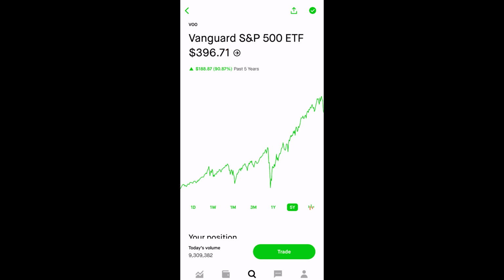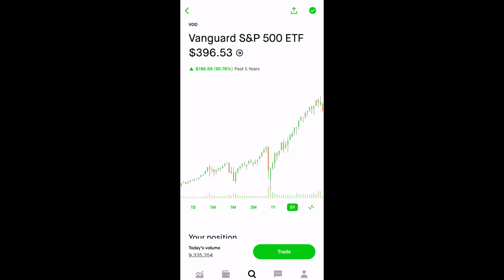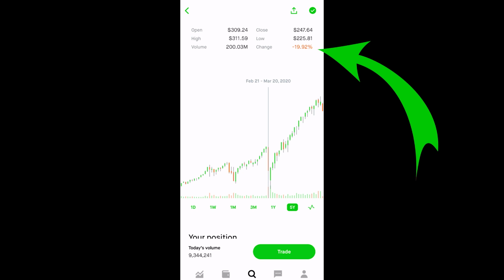Now, the other cool thing is that you can actually click on a candlestick chart. So right next to the 5-year, we're just going to click the candlestick. And the cool thing about this is that with a 5-year candlestick chart, you can actually run this graph and see what all happened between different periods of time. So if you go back to March of 2020 when there was a huge correction, you can see that there was a 19.92% decrease over that period of time.